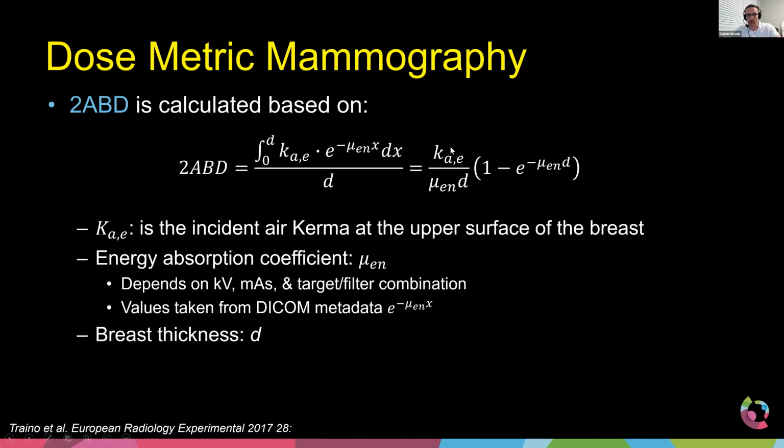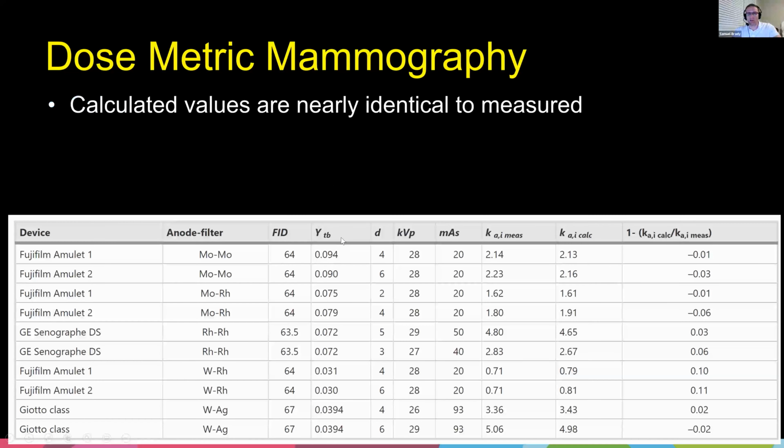All you need to know is the air kerma. You need to know what the attenuation coefficient is based on kV, mAs and the target filter, and the breast thickness. All of these values are readily available in the header in the DICOM metadata, except for the air kerma. But based on the values given in the metadata, we can calculate air kerma at the entrance point because we know what the source image distance is. We know how thick the breast is, so we know where we're measuring this in space, and we know what the output is based on kV and mA. So we can actually calculate the air kerma as it enters the breast.